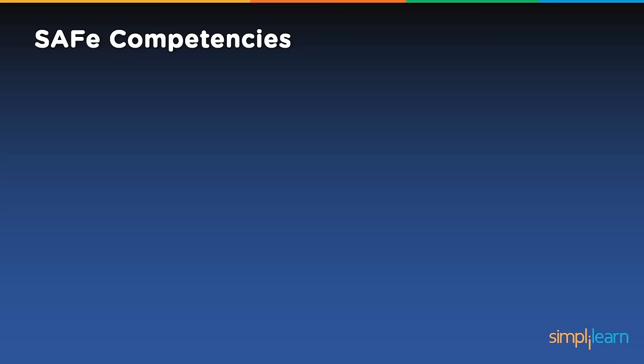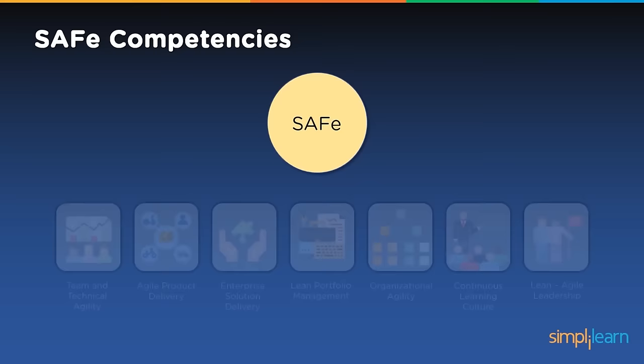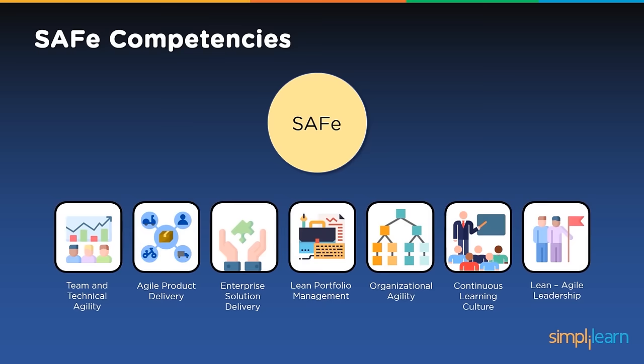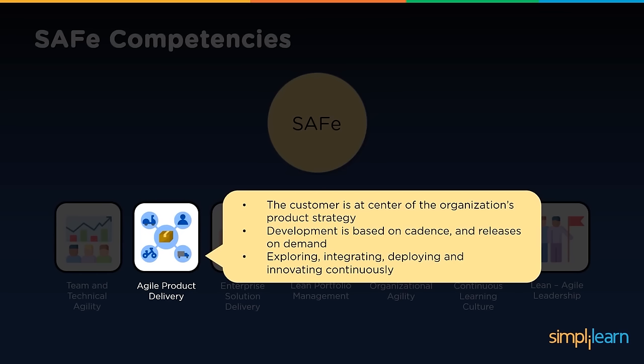So various competencies SAFe recommends. The SAFe competencies involve team and technical agility, agile product delivery, enterprise solution delivery, lean portfolio management, organizational agility, continuous learning culture, and then lean-agile leadership. So when I say team and technical agility, agile teams are high performing and cross-functional. Business solutions are built by business and technical teams, delighting customers with high quality output. So this requires an able team which understands agile frameworks, follows and complies with them, and is also technically sound. So agile product delivery actually refers to the scenario where the customer is at the center of the organization's product strategy.